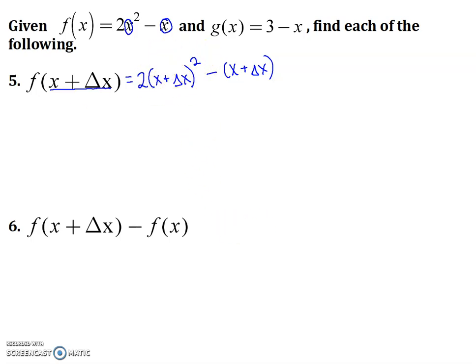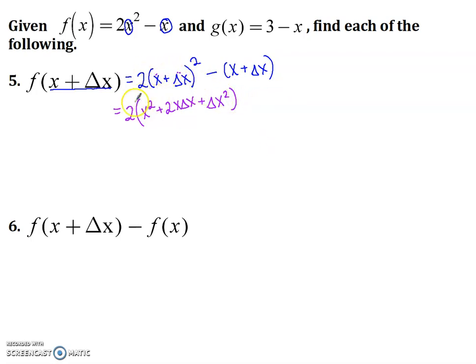So first, we want to FOIL this out. If you remember, the shortcut for FOILing is you square the first term, so that'll be x squared. Then you multiply these two together, so that'll just be x delta x. You cannot combine them, like how you can't combine an x times a y. An x and a delta x are different. But then you double it, so that'll be 2x delta x. And then the last step is to square the last term, so that'll just be delta x squared.